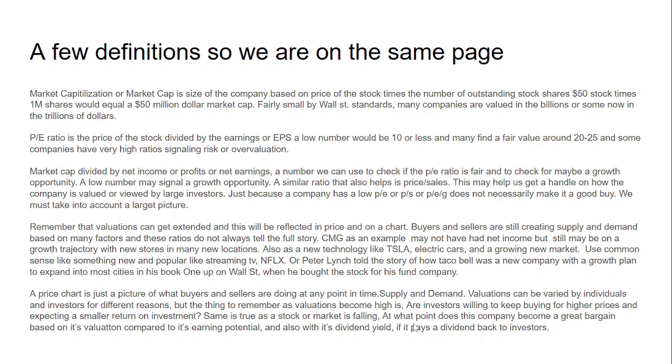Right? At what point does this company become a great bargain based on its valuation compared to its earning potential, and also with its dividend yield, if it pays a dividend back to investors? So those are some things to consider when looking at a value of a company versus where the price is at on a chart over time.